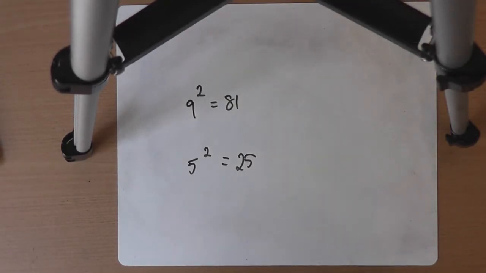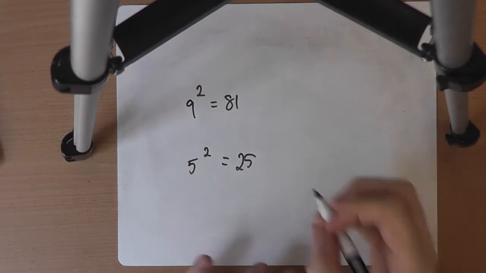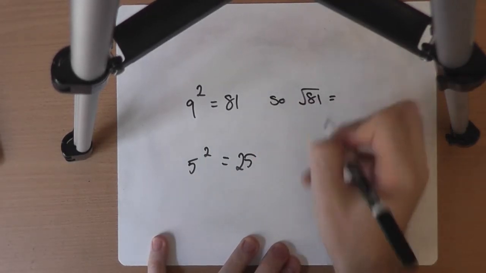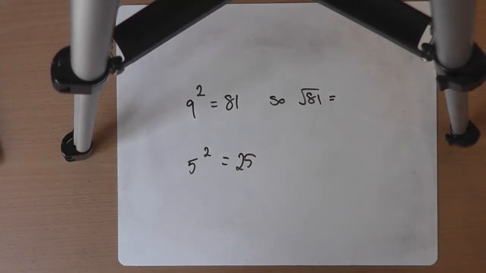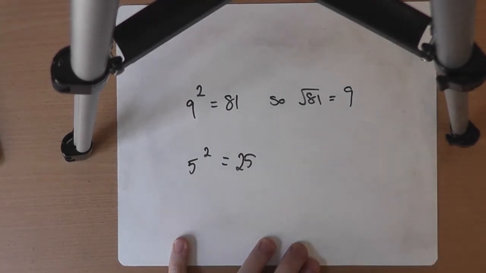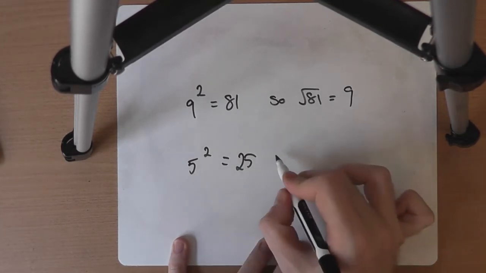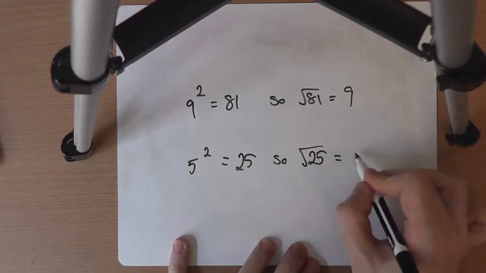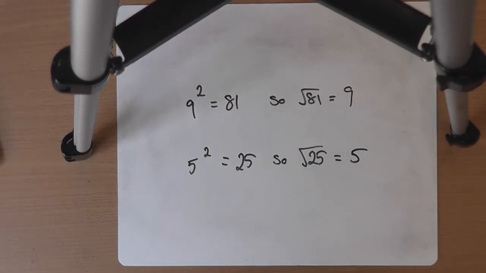To consider some other square roots, for example, 9 squared is 81, so the square root of 81 says what number did we square to get the 81, what number did we times by itself? Well, that must be 9. 5 squared is 25, so the square root of 25 must be 5. Because 5 times 5 is 25, so the number that we squared to get the 25 must be 5.